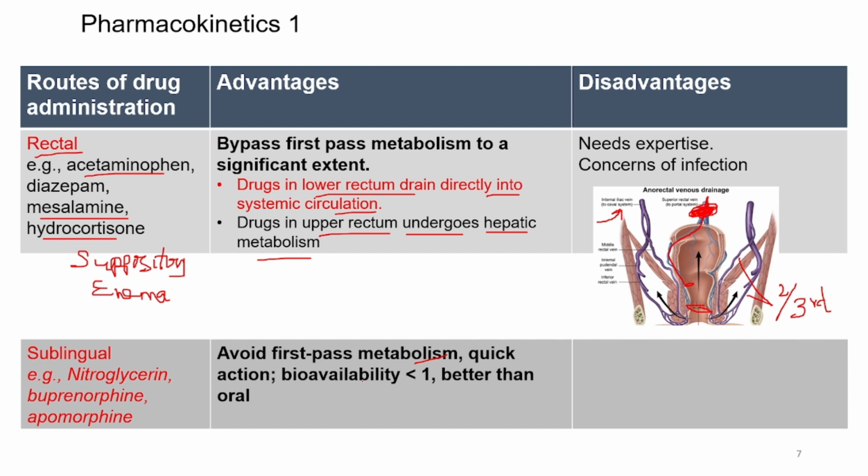Sublingual administration is done for certain drugs like nitroglycerin. Again, it does not depend on gastric emptying. The drug is absorbed from the oral mucosa directly into the submandibular vein and vena cava, and there is no liver or GI metabolism. Quick in action, and bioavailability is definitely better than oral, definitely not as good as IV.